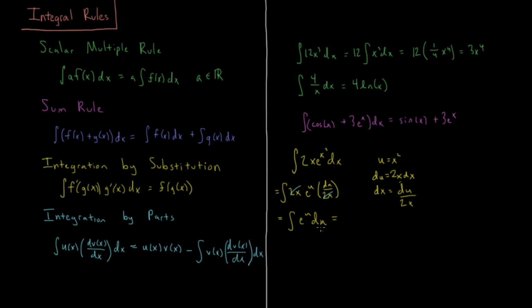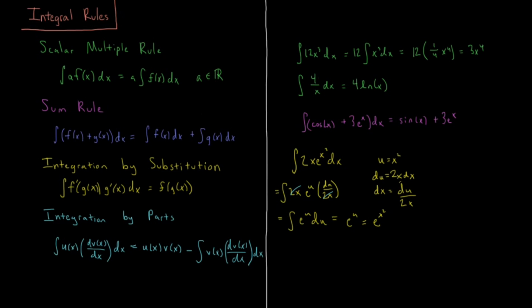What is the integral of e to the u du? It is e to the u. And u is x squared, so that's e to the x squared. You'll notice if we take the derivative of e to the x squared, we get 2x e to the x squared. That's why integration by substitution is like the inverse chain rule, because we have to see something that looks like a function and then the derivative of the inside of that function.